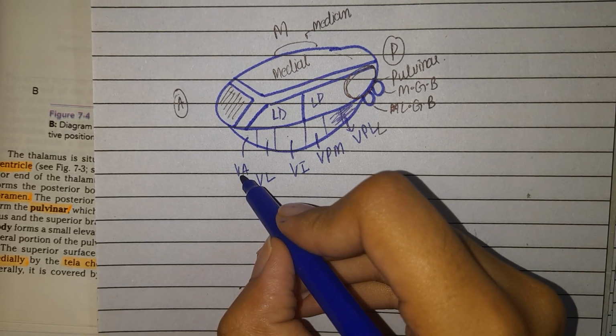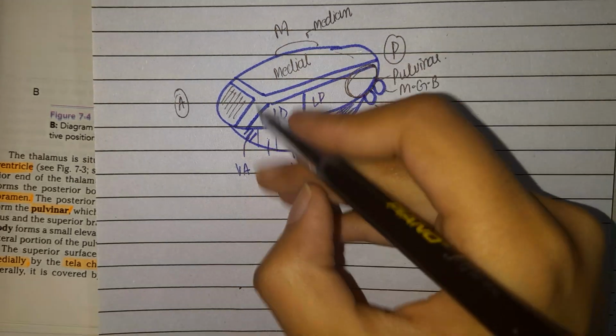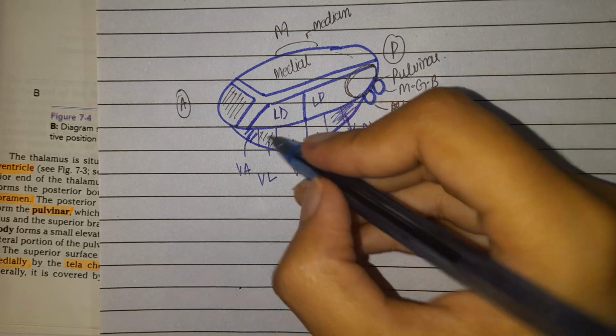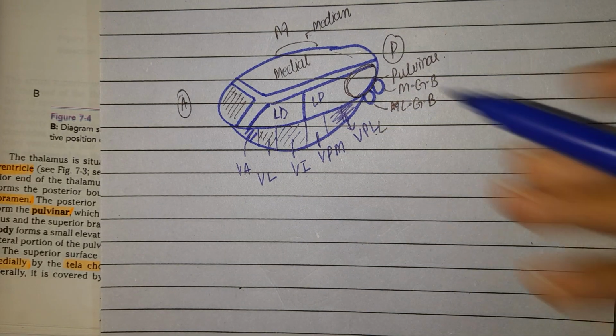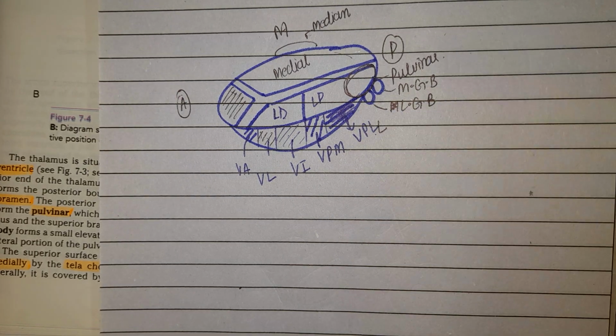So ventroanterior, this is the ventroanterior, then this is the ventrolateral, this is the ventrointermediate, this is the ventroposteromedial, and this whole region is ventroposterolateral.